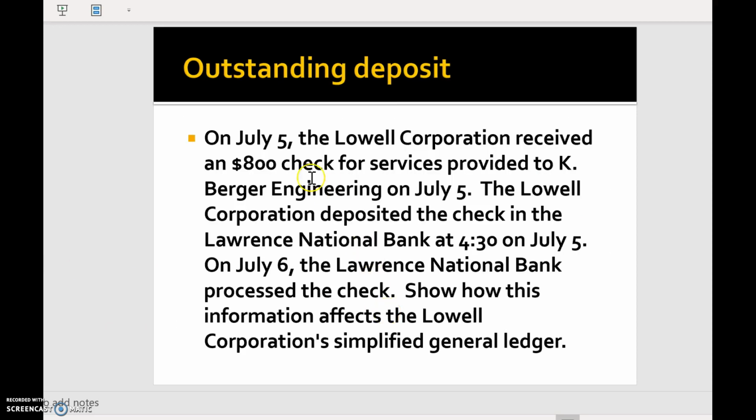Let's assume on July the 5th, Lowell Corporation received $800 cash. It's a check from a customer. So Lowell Corporation deposited the check in the National Bank at 4:30 on July the 5th, right? But this check wasn't processed until July the 6th, when the Lawrence National Bank processed the check.